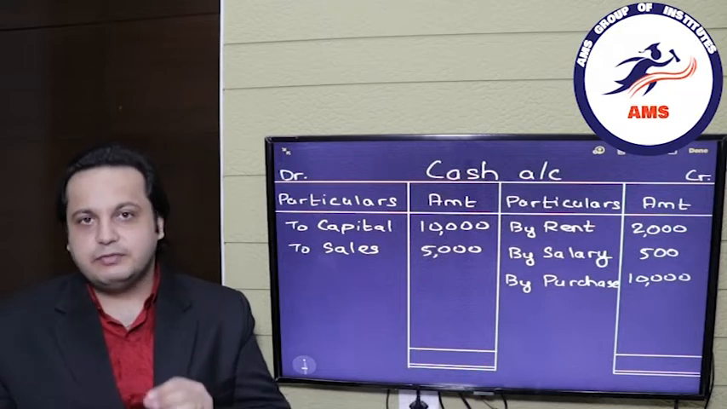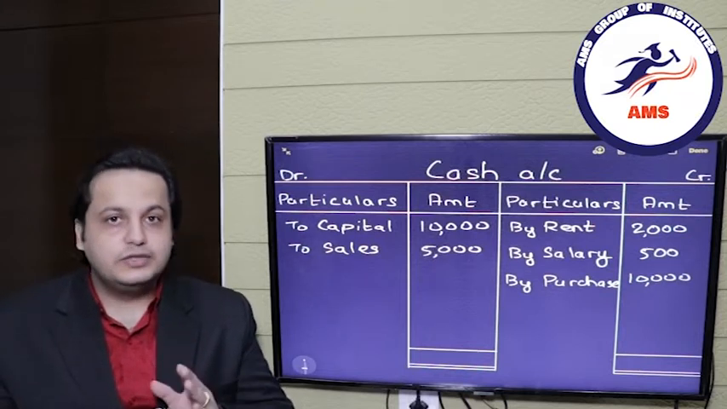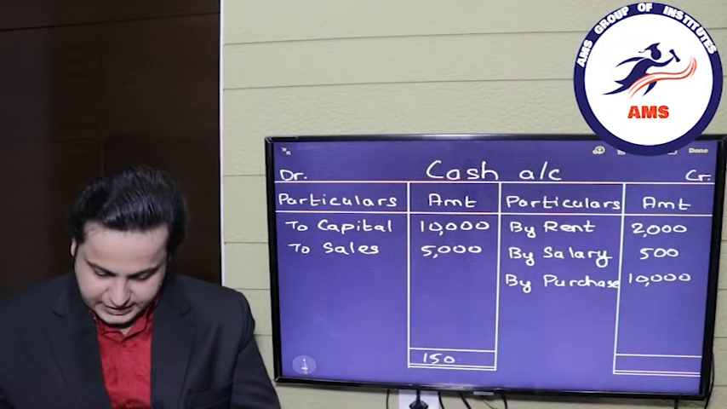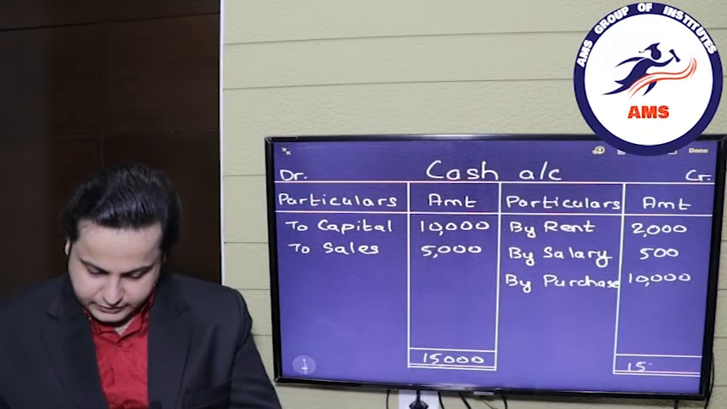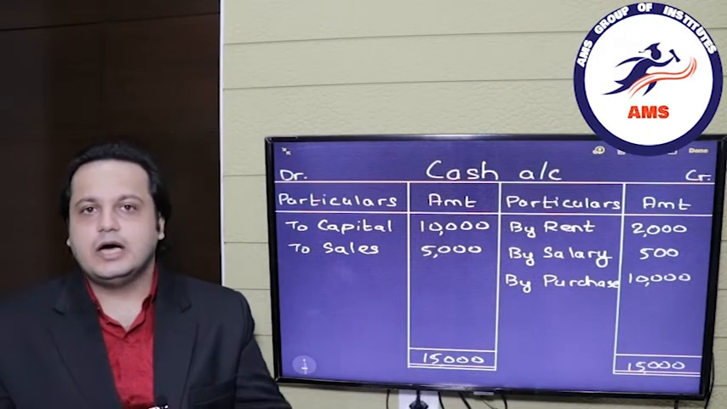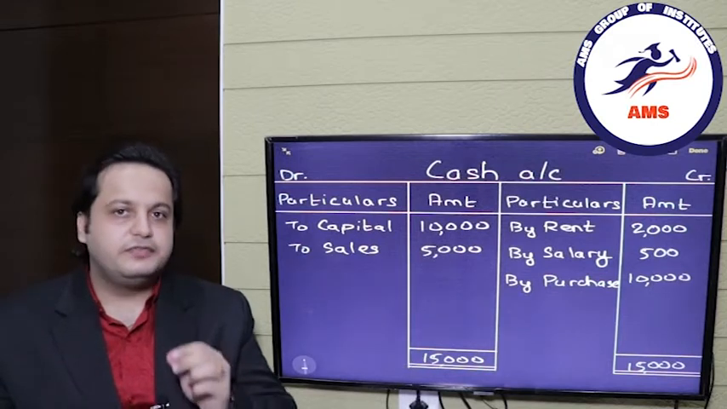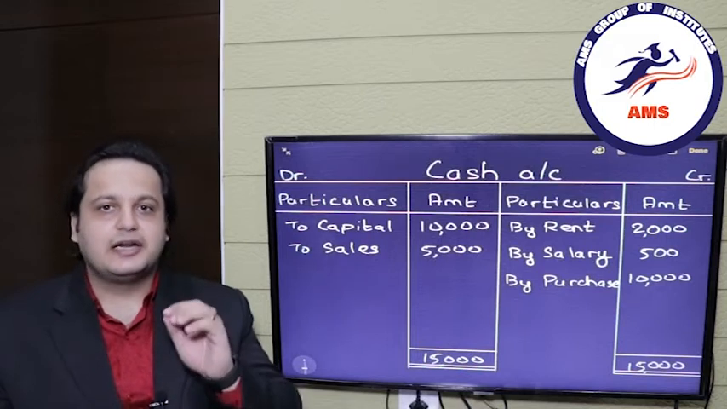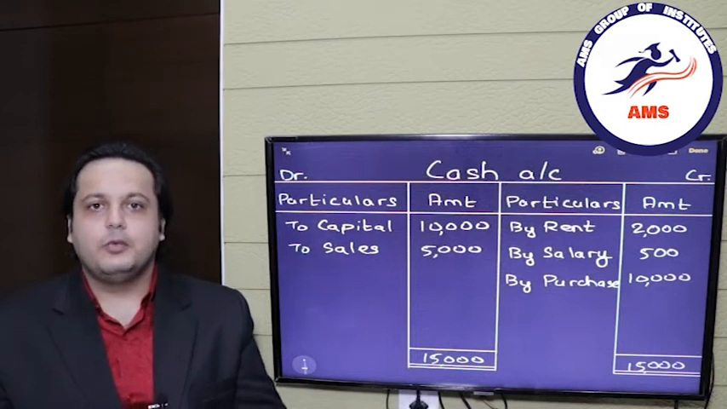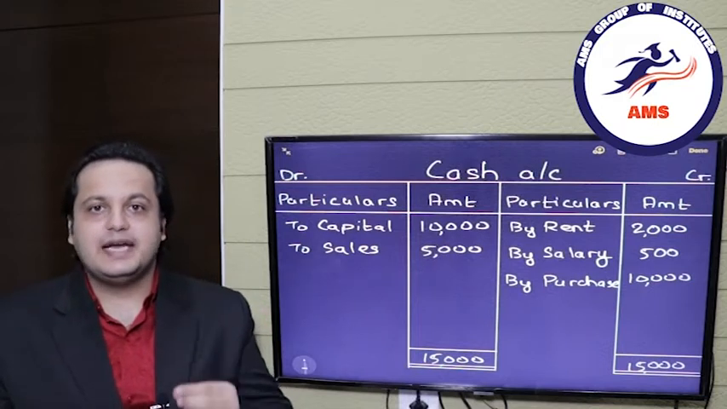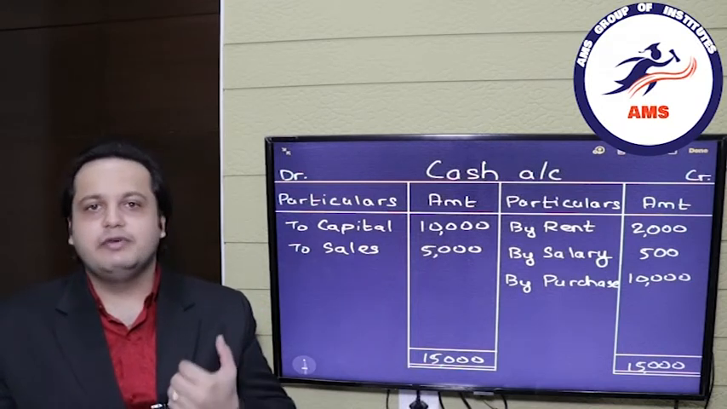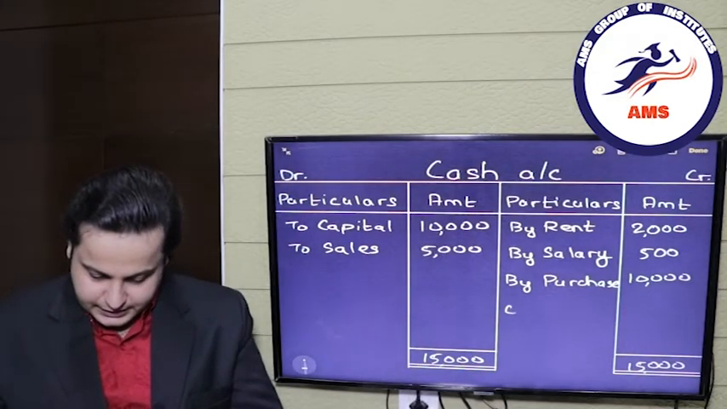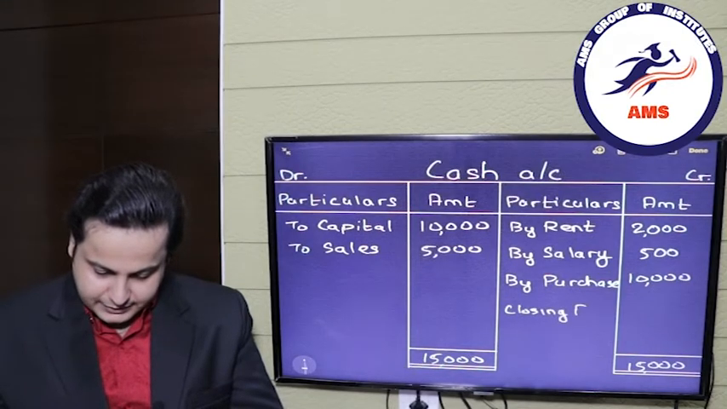So this will have to be put as the final total on both these sides, that is on the debit side and the credit side. So 15,000 on the debit side and again 15,000 rupees on the credit side. Now in this, the credit side falls short by rupees 2,500. Now this will be the closing balance of cash account. We had 15,000 rupees. We paid 12,500 rupees. So we will be left with the balance, that is 2,500 rupees. So this will be the closing balance.